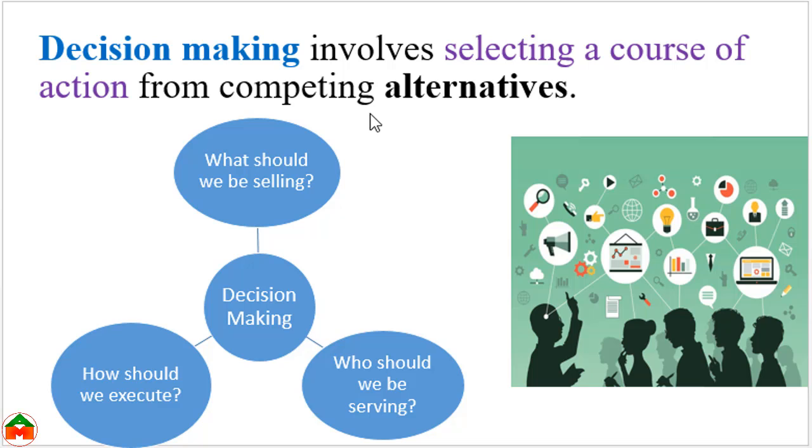In decision making, the managers select a course of action from competing alternatives. As a manager, we may face various types of alternatives. In that case, as a manager, we need to select the best alternative from the available alternatives. And in this decision making, we may need to decide various issues like what should we be selling, what should we be serving, and how should we execute. So these are some examples of decision making.